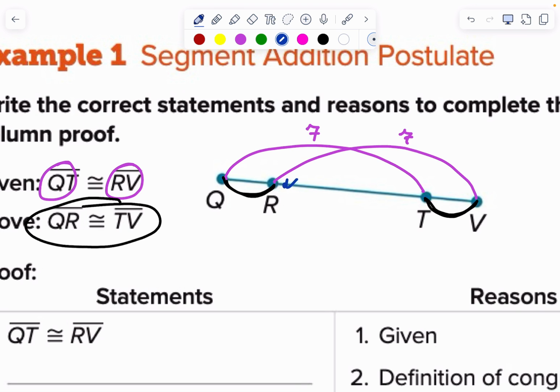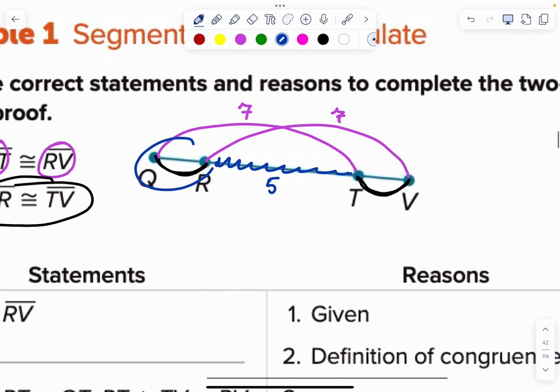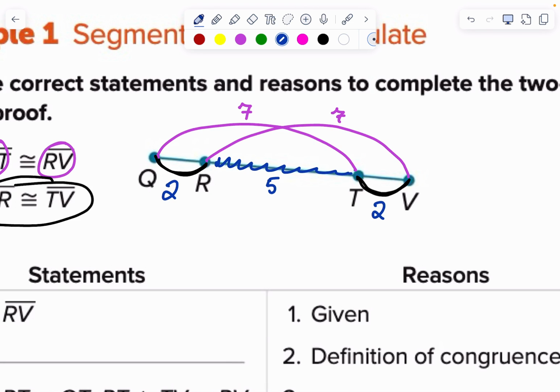Let's say this middle guy right here, RT, is 5. How big is QR? How big is this one right here? 2. And this one is also 2. Does it make sense that those 2 outside pieces should be the same if the middle is 5 and then both of them, the 2 pieces add together to be 7, right? Okay, that's what we're trying to prove. Like it just makes sense that it's that way, right?